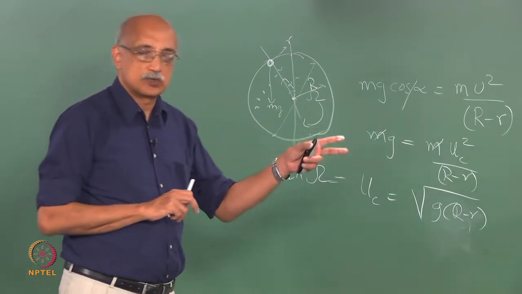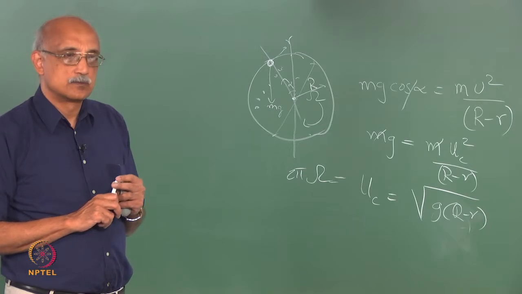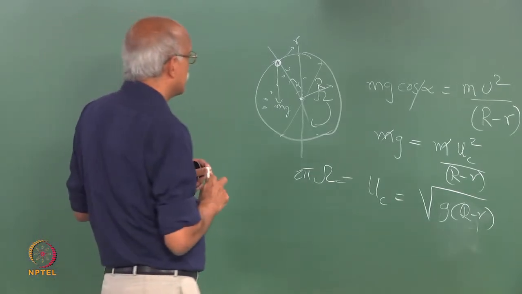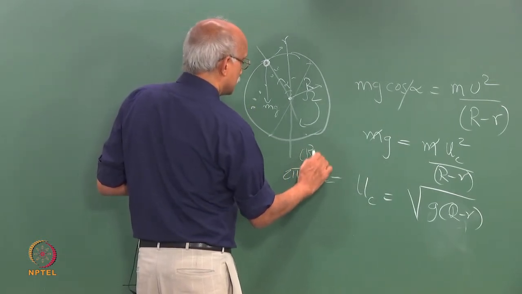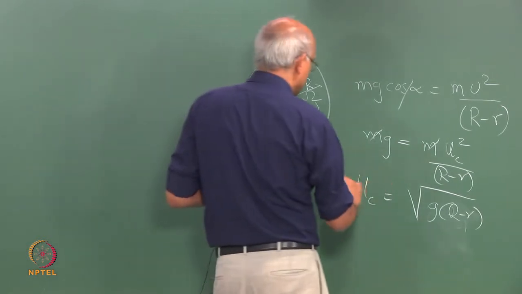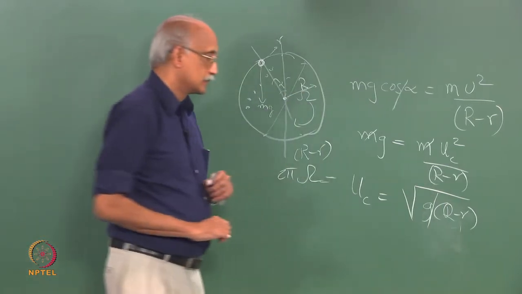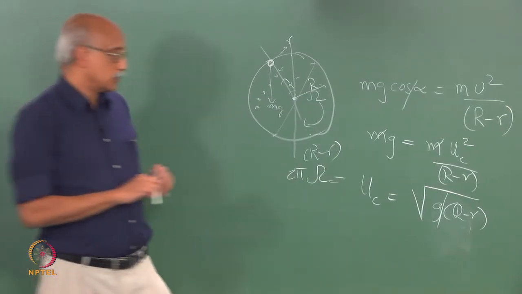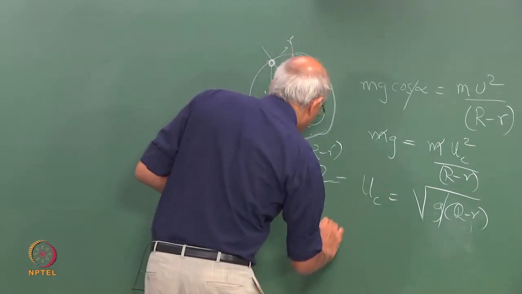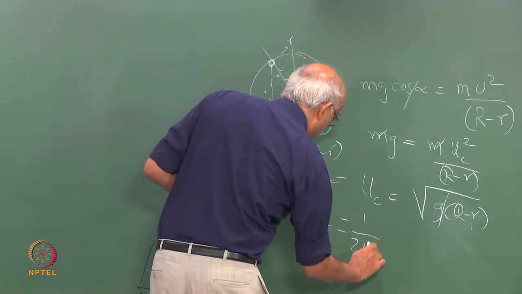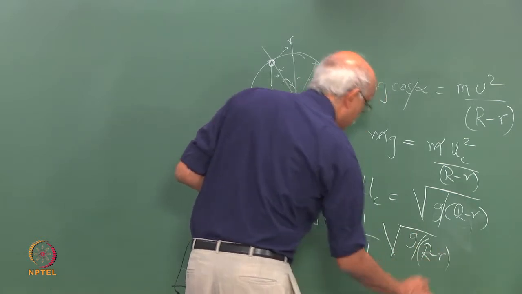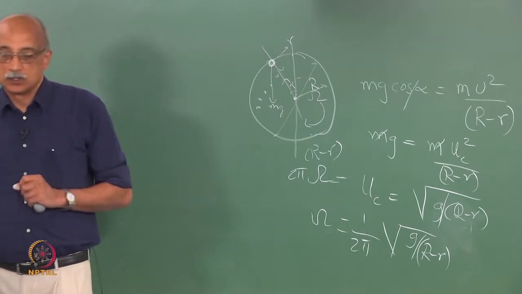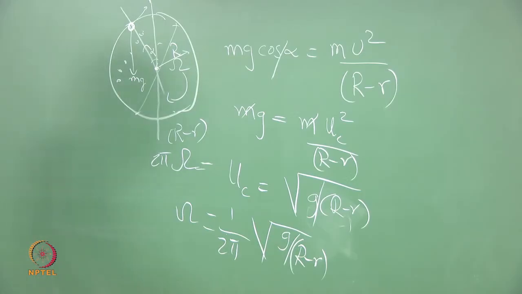What is the expression for centrifugal force? u_c squared over R minus r, where u is r omega. Omega is 2 pi here. Okay, that's where it comes from. Okay, then omega will be equal to 1 over 2 pi times square root of g by R minus r. So this gives you the critical speed of the ball mill.